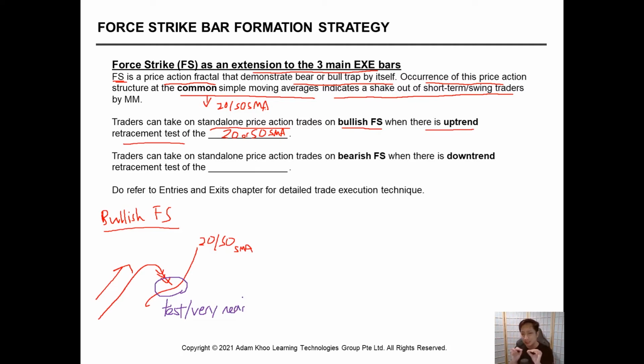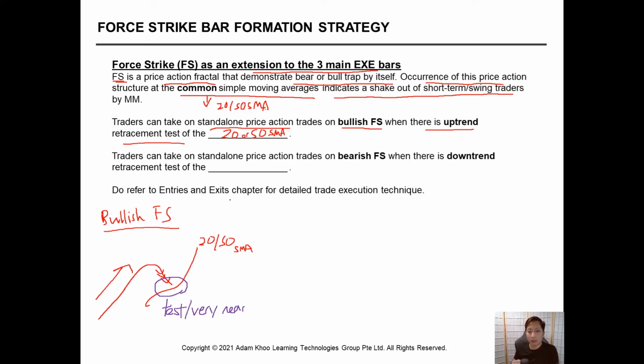So almost touching, not much space between the 20 and 50, but almost touching can also be understood. Because we are more focused on the structure, as long as it touches, tests, or is very near, it is okay. And the reason why I use the 20 or 50 SMA is because you never know whether the price action will touch the 20 or 50 until it touches, until it tests.